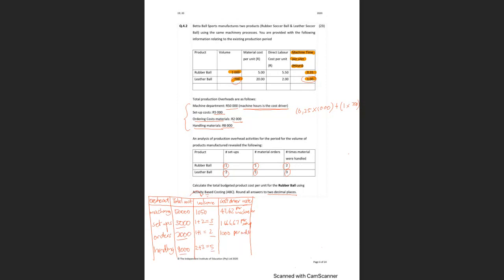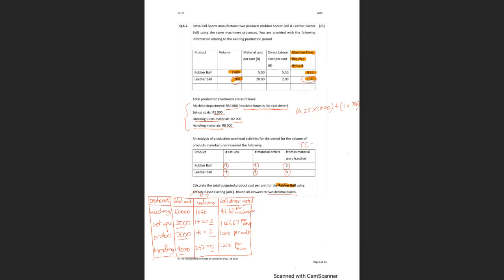And then 8,000 divided by 5, and that's 1,600 per time handled. Okay, so now you have calculated all of your cost driver rates. The next step, step 5, is to apply that cost driver rate to the specific requirement. Remember, they asked you to do this for rubber ball. So the specific requirement for rubber ball, in order to calculate the manufacturing overheads.